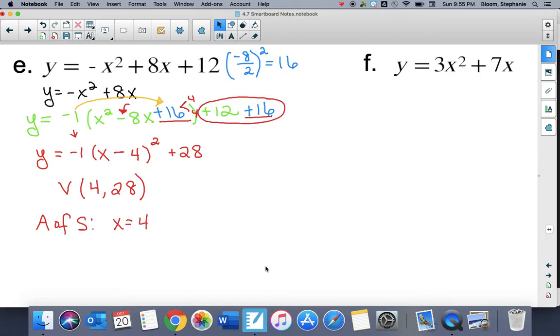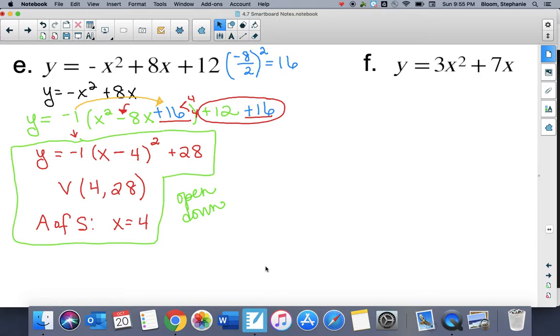And if I asked you, does this open up or down? I hope you're getting the hang of this. This opens down because my a value was -1, and so it's negative.